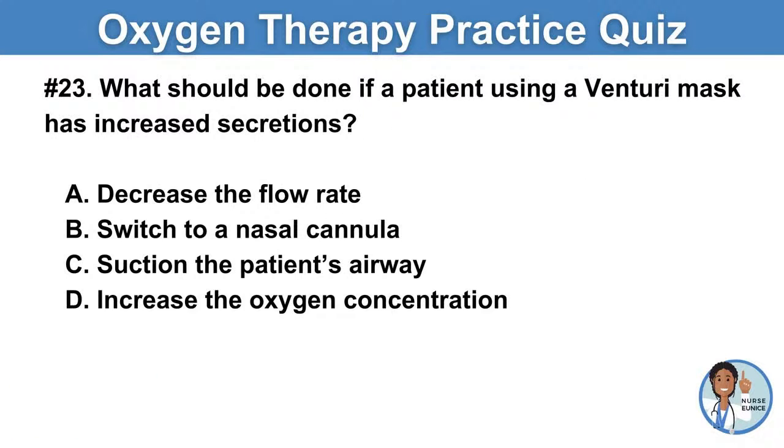Number 23, what should be done if a patient using a Venturi mask has increased secretions? Do we want to decrease the flow rate, switch to a nasal cannula, suck the patient's airway, or increase the oxygen concentration? This person has increased secretions, but they have a mask on. What do you think the best intervention would be?